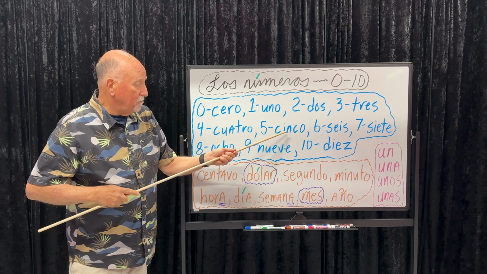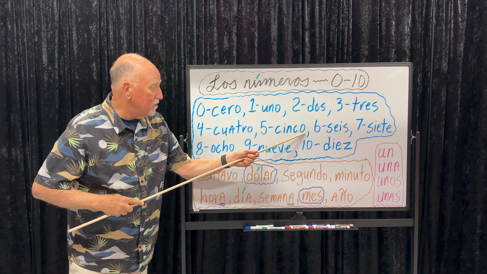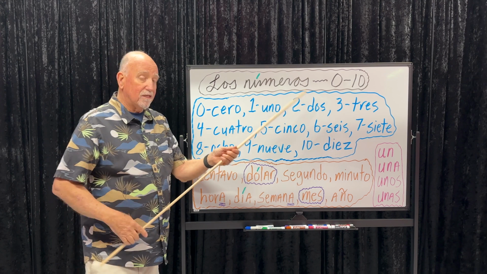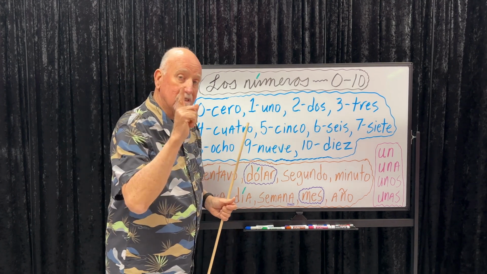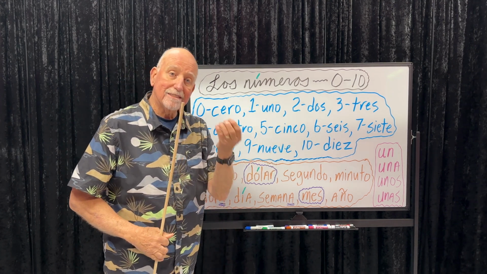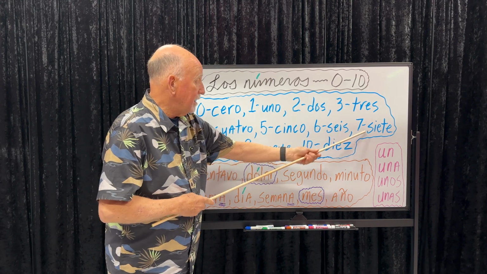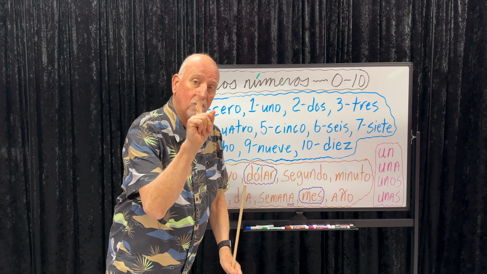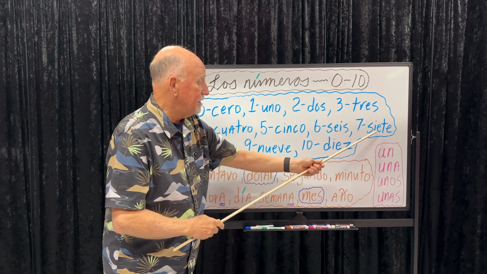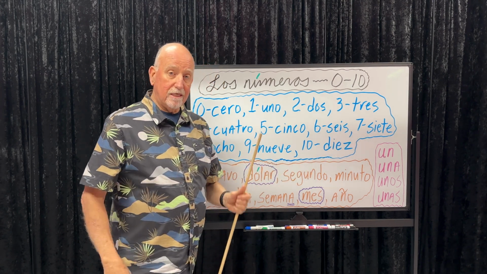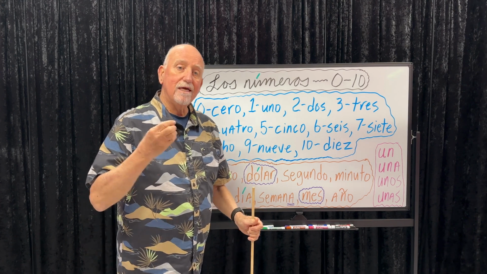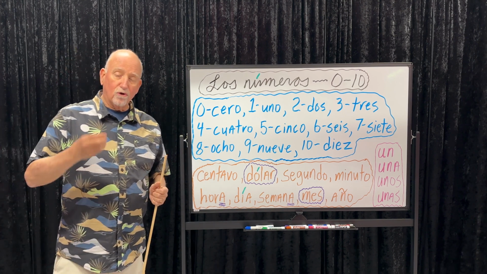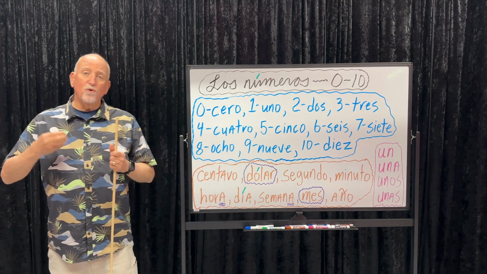Cinco. The I is E. The O is O. Cinco. Seis. The E and the I together are forming 1 sound. It's a 1-syllable word. Seis. Siete. The I and the E here are a diphthong. 2 vowels together forming 1 sound. Siete. It's a 2-syllable word. We don't say si-e-te. Siete. Ocho. Nueve.